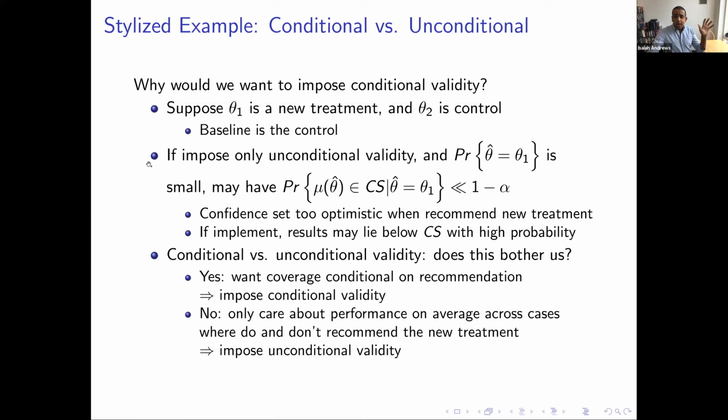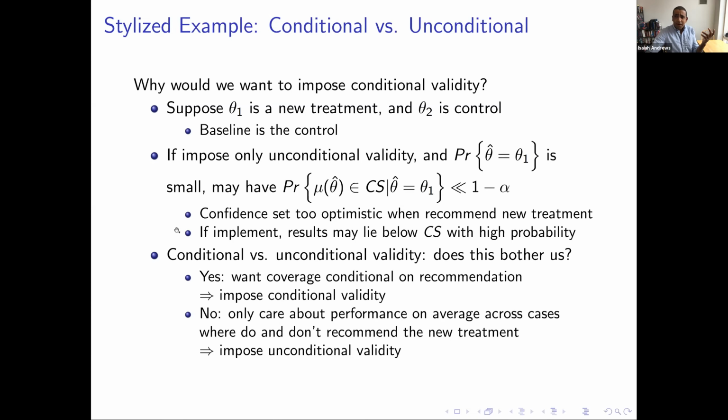Now, if I impose only unconditional validity and the probability that I recommend the new treatment is small, then of course I may have that the coverage probability conditional on recommending the new treatment is much, much less than 1 minus alpha. And in particular, it may be the case that our confidence set is systematically over-optimistic in those cases where we recommend a new treatment, with the result that if one were to follow these recommendations that we're making, the results would lie below our confidence set with high probability.